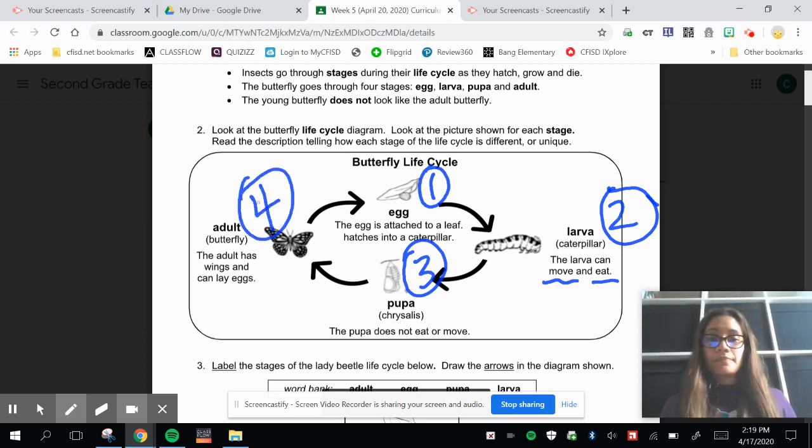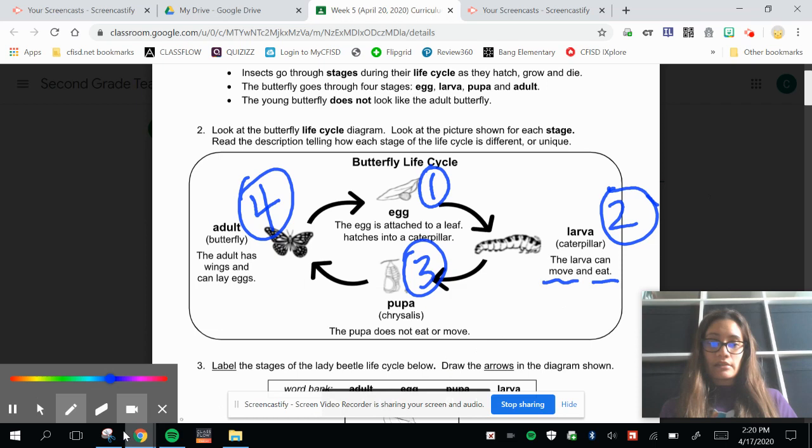It is changing into an adult, which leads us to stage 4. The adult emerges from its pupa, from its chrysalis, with wings, and now it's able to fly and lay eggs. And as you can see, it's a cycle. It repeats. As the butterfly adult lays eggs, the eggs will emerge into the larva, and then the larva will attach itself upside down to a pupa, and then when it's ready, it will emerge as an adult butterfly.